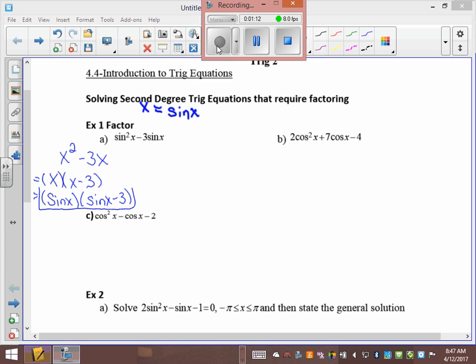We're never going to stop right here. We're never going to be asked to just factor, but we're going to go through factoring first and then solving right away.